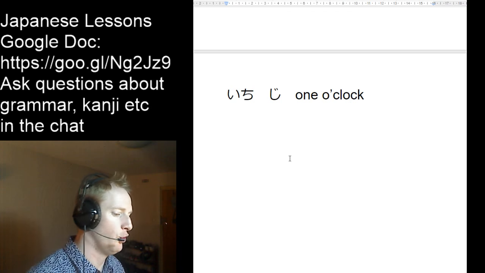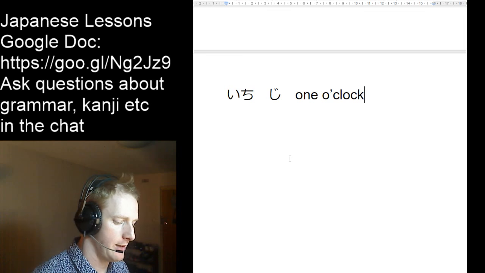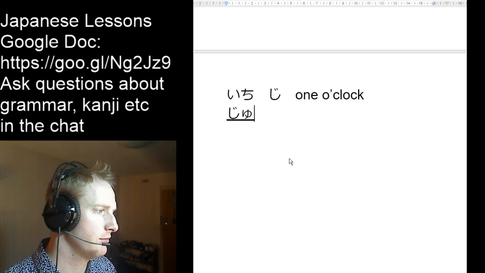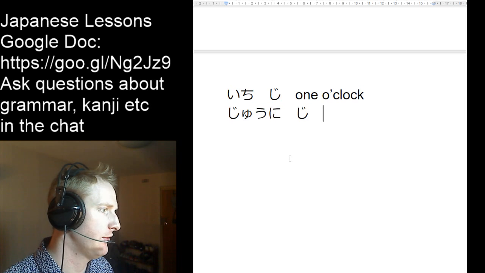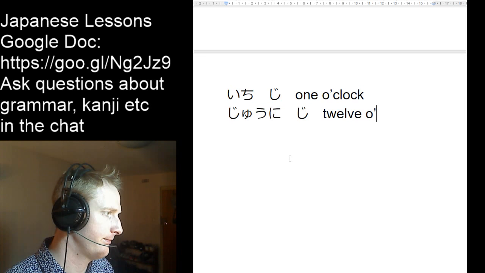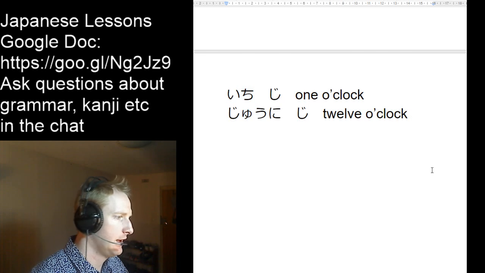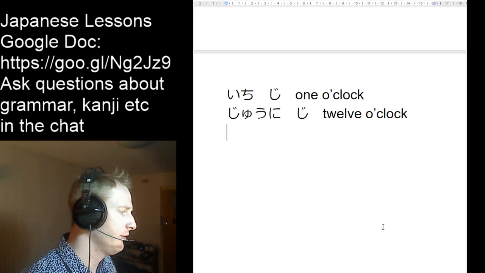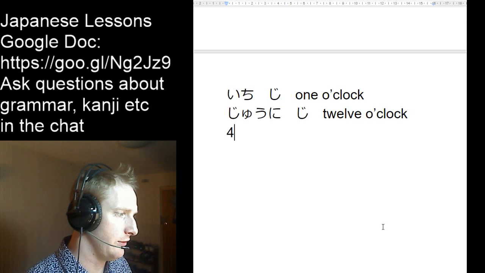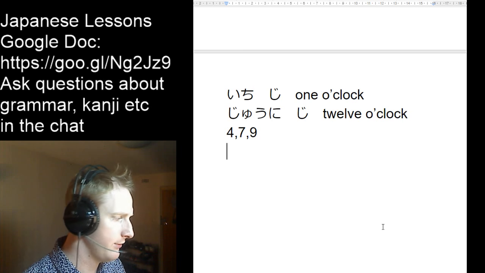Okay, so 1 o'clock. All right, and we can just do that all the way up to just 12 o'clock, and all the times in between. Now there are, again, 3 that we have to be aware of, and we're going to see that there's kind of a repeating pattern of the ones which change pronunciation. So basically it's 4, 7, and 9 o'clock we have to be aware of.